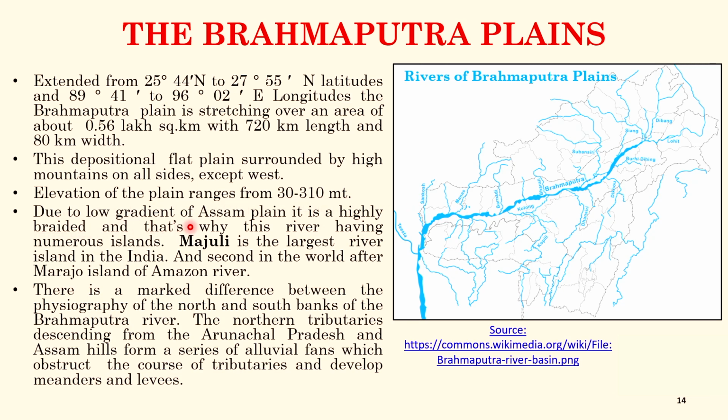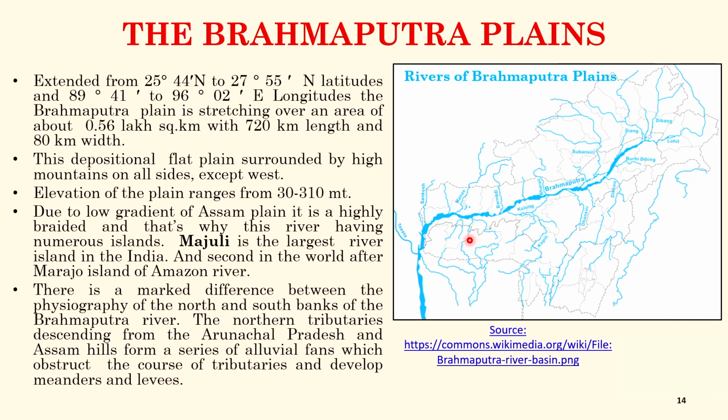Due to the low gradient of the Assam plain, the river is highly braided and that's why it has numerous islands. And Majuli is the largest river island in India, which is the resultant feature of the braided stream. The second in the world after Marajo Island of the Amazon River. There is a marked difference between the physiography of the north and south banks of the Brahmaputra river.